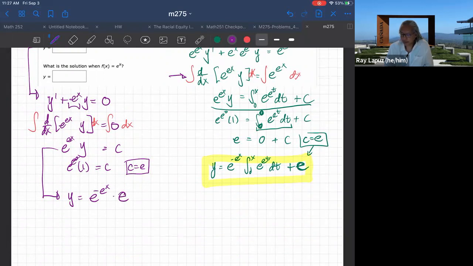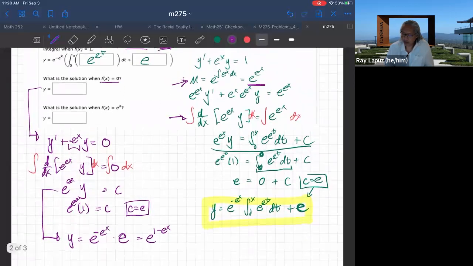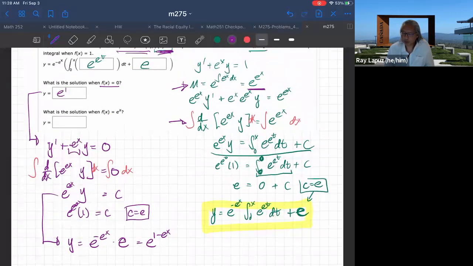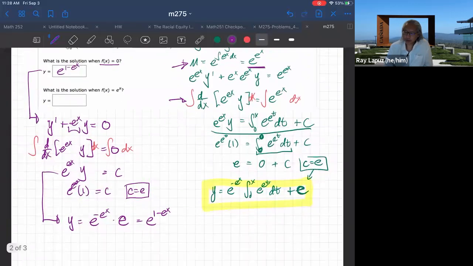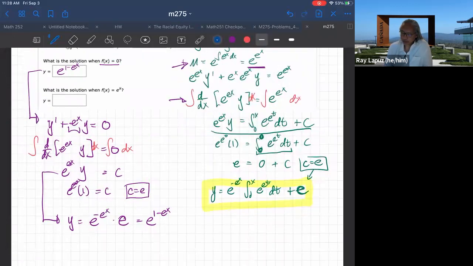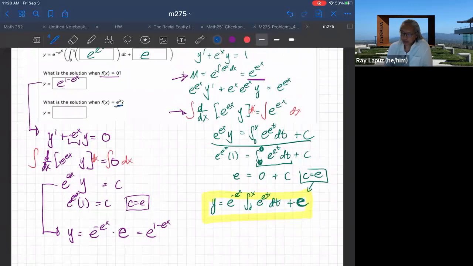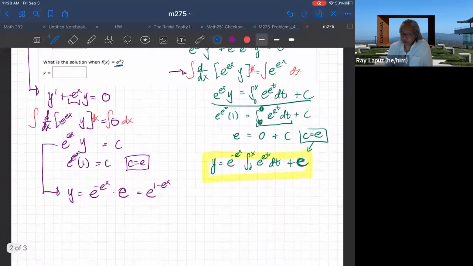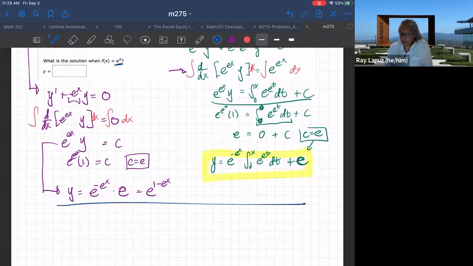And now we can type in our answer just like that, or we can combine using some properties of the exponent, 1 minus e to the x. So e to the 1 minus e to the x would be our solution for the second one. Okay, now we have one more to do, and that last one is assuming that the right-hand side is equal to e to the x. So let's go ahead and do that.